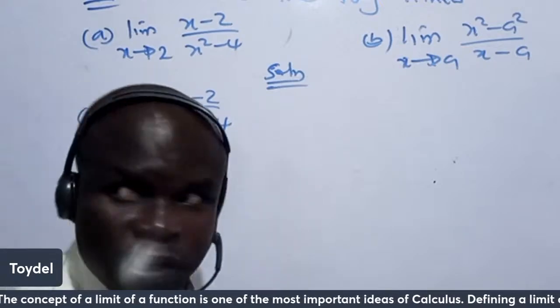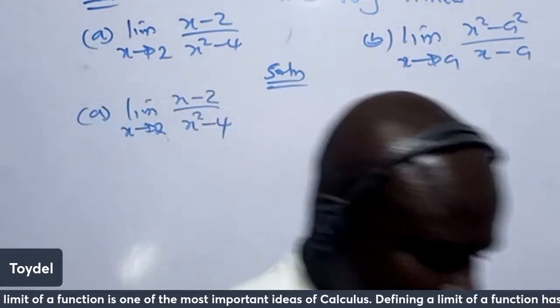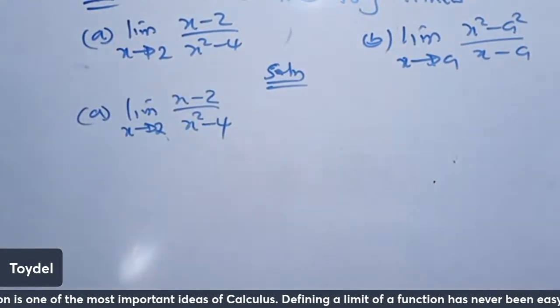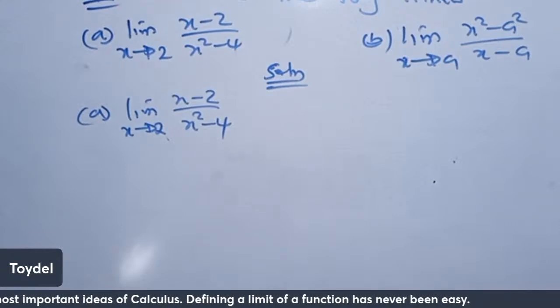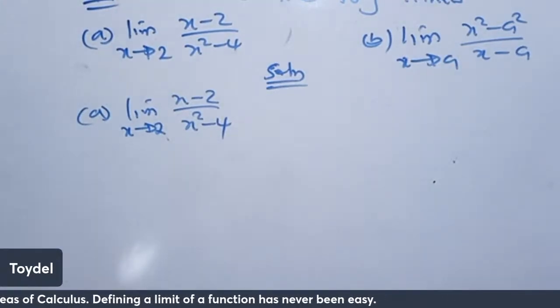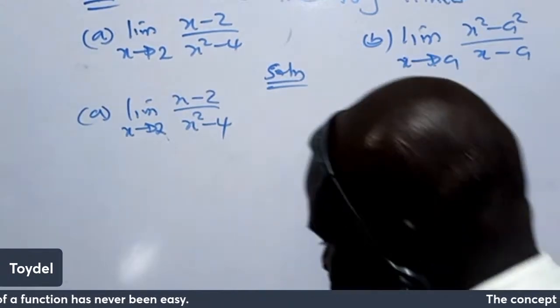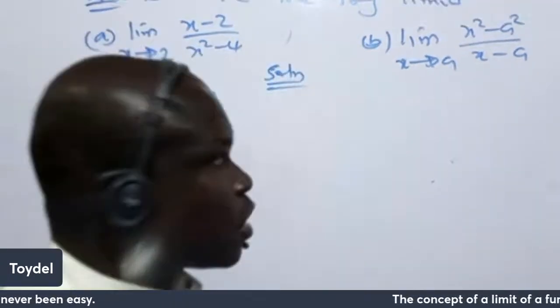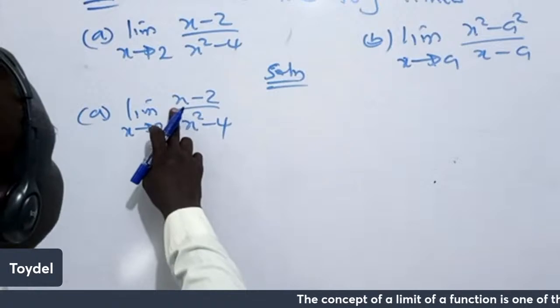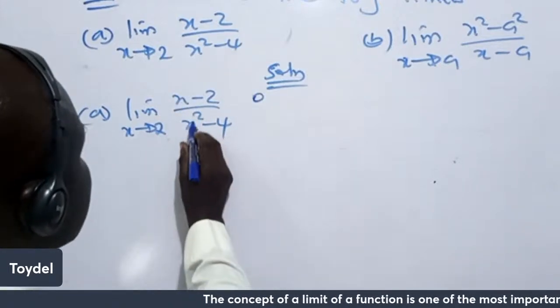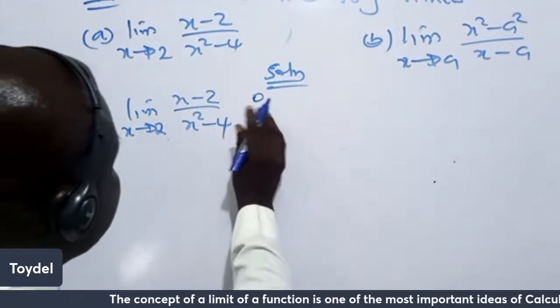So if we substitute for the value of x directly, you realize that we are going to get 0. Just like the example I gave, when we substitute directly, you realize that we got 0 as the limit, which is wrong. So if we substitute directly here, 2 minus 2 will be 0. 2 square, that is 4. 4 minus 4 will be 0.